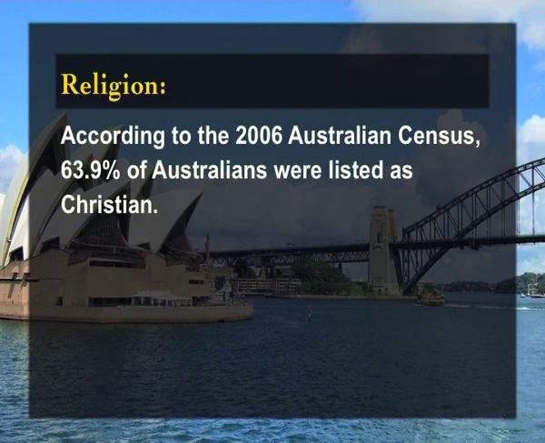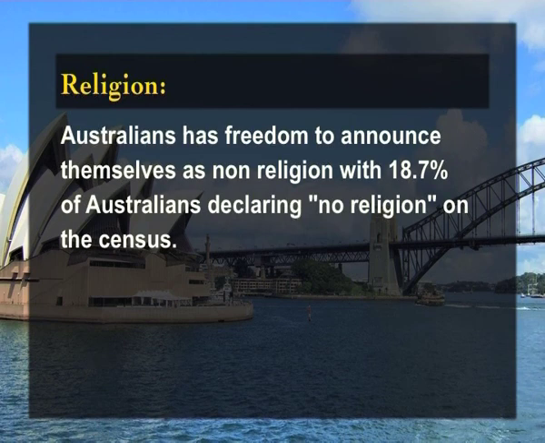According to the 2006 Australian census, 63.9% of Australians were listed as Christian. Australians have freedom to announce themselves as non-religious, with 18.7% of Australians declaring no religion on the census. There are also growing communities of various other religions in Australia due to migration from all over the world.